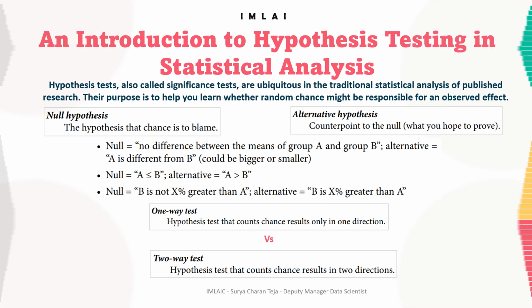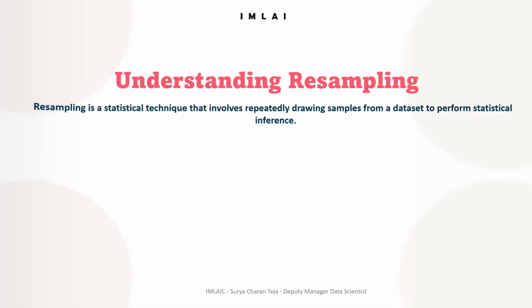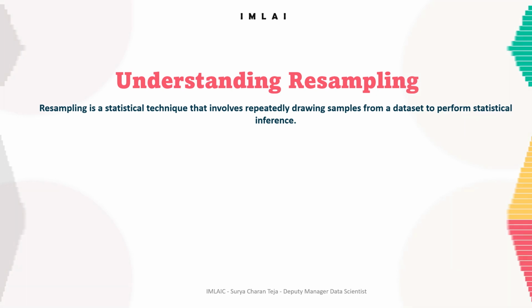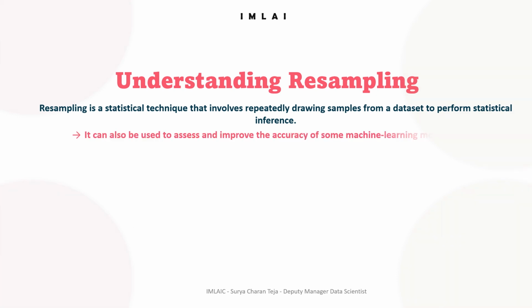Let's move ahead further with more topics in inferential statistics. Let's look into resampling now. Resampling in statistics means to repeatedly sample values from observed data with a general goal of assessing random variability in a statistic. This is a very important point for us as data scientists. It can also be used to assess and improve the accuracy of some machine learning models.